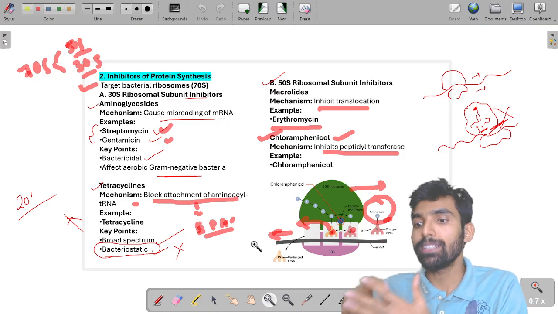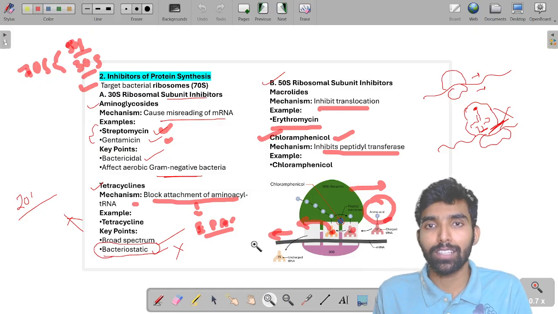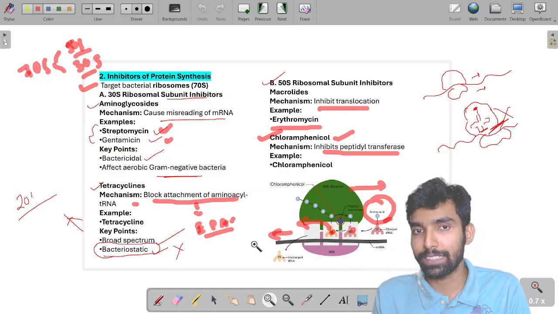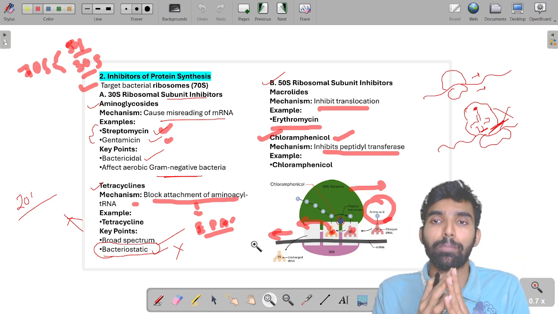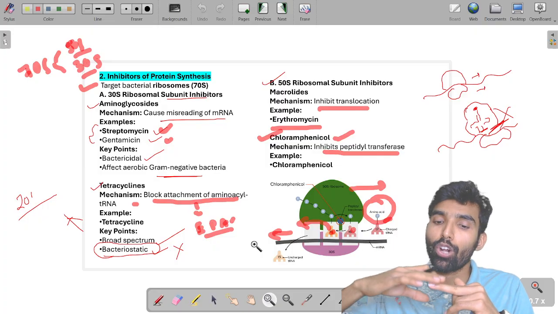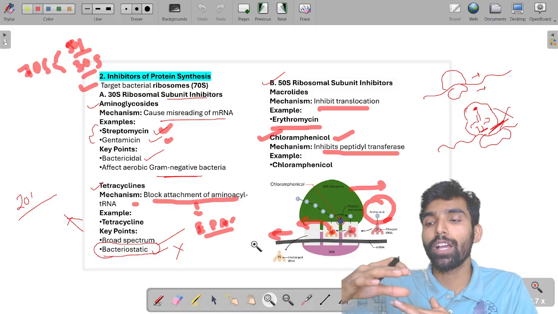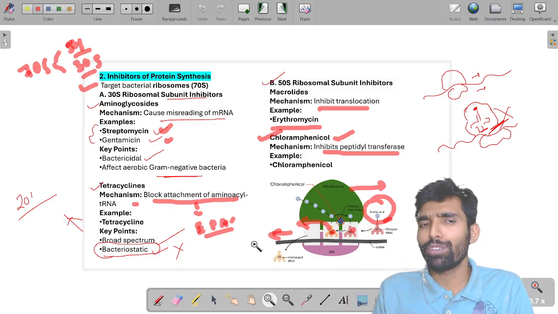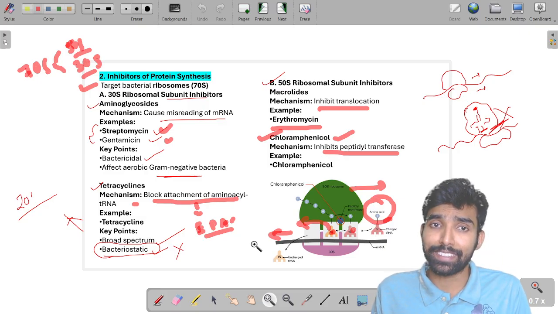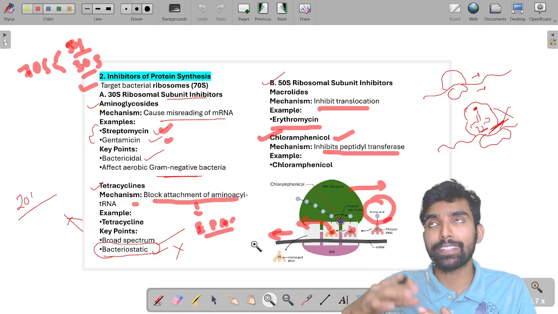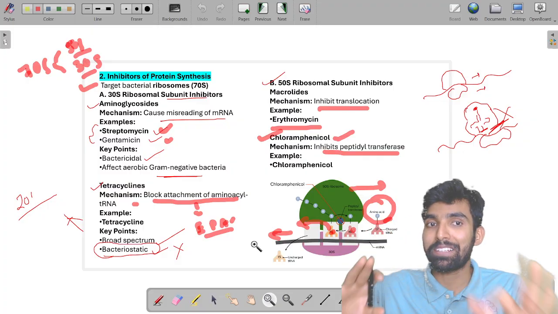The second thing is protein synthesis inhibition, right? If you want to inhibit protein synthesis, either you inhibit 70S, or you inhibit 30S, or you inhibit 50S. For 30S, gentamicin and streptomycin cause misreading of mRNA. Misreading means the mRNA will not be properly read. For this, I'm assuming that you know the genetic code and anticodon, right? And I will cover that in a few lectures as well. The next one is tetracycline, which blocks the attachment of amino acyl tRNA. The amino acyl tRNA comes and binds to the A site, right? This will not happen if tetracycline is there.